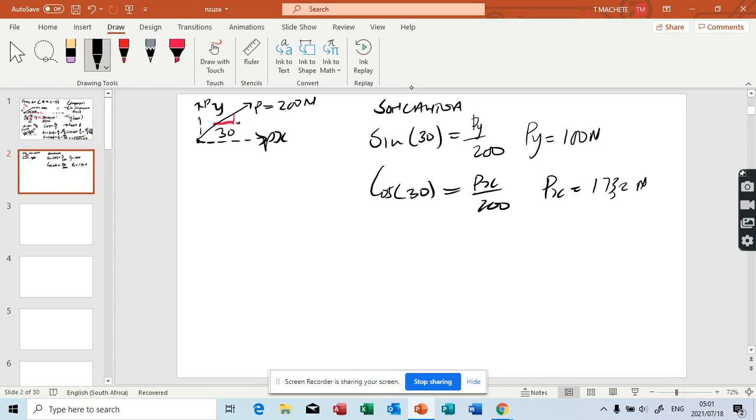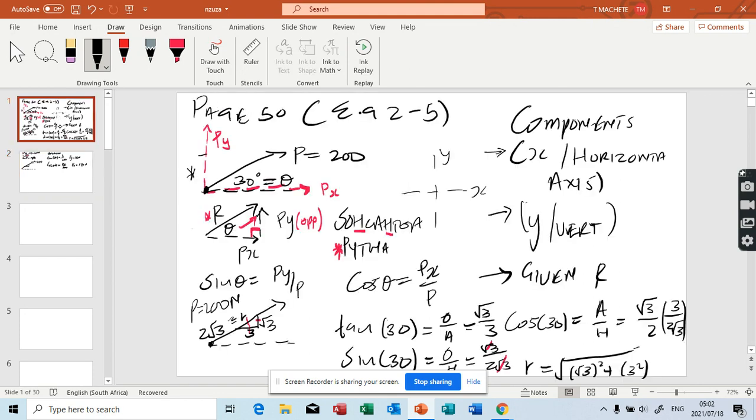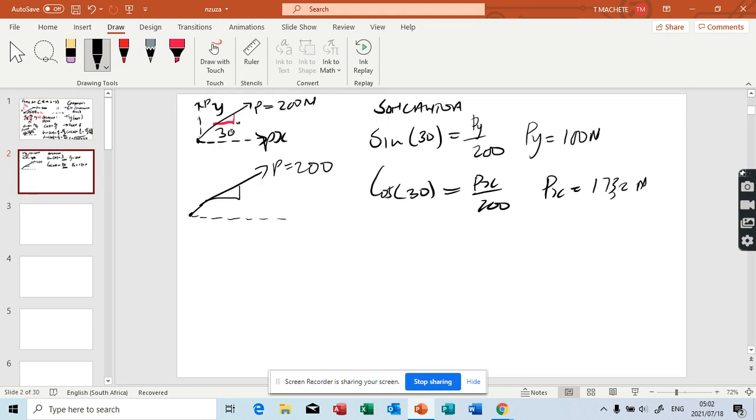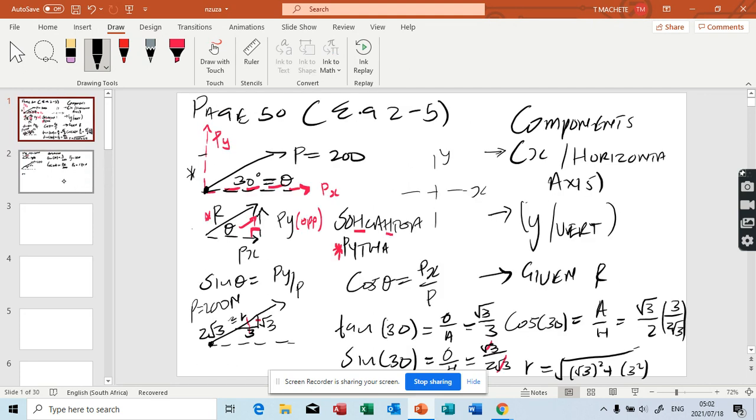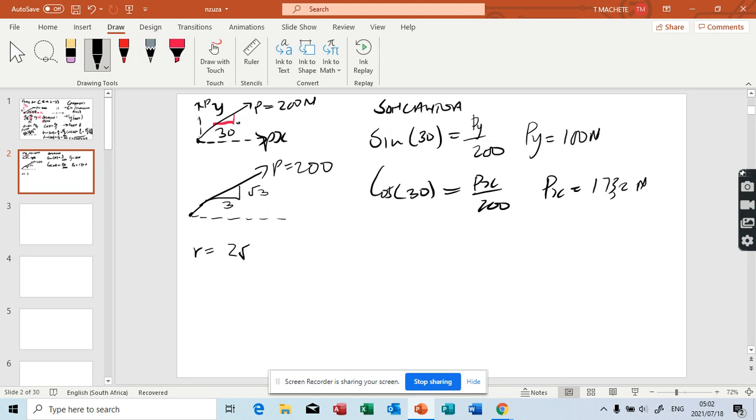Let's find those answers. I'll show you using the minor right angle triangle. I'll just write those values. P equals 200. You'll see you'll get the same answers. In this case, you are given the two values. They will say this is root 3, and then this is your 3. First thing, you have to find your R. They normally give you these two values. When you find your R, you saw how we found it. It was 2 root 3. So our R is 2 root 3.